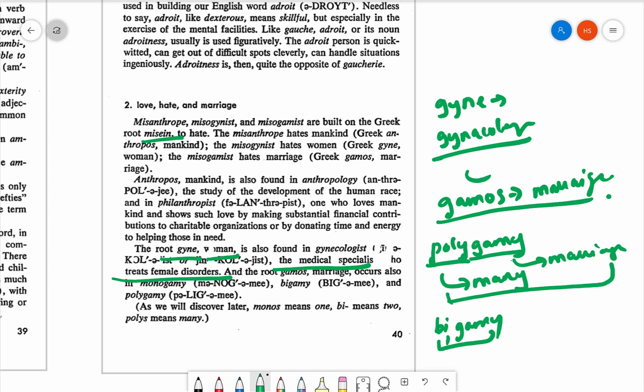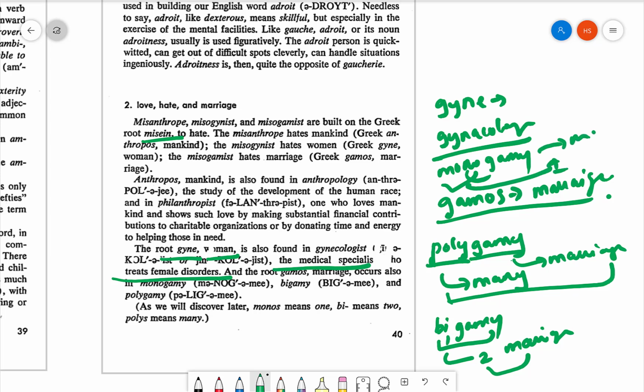Similarly, bigamy: bi means two, and gamy means marriage. Two marriages. A ritual wherein two marriages are allowed is called bigamy. And monogamy: mono means one, and gamy means marriage. A ritual in which a person marries only one woman, or a woman marries only one man, once. So it's called monogamy. I hope all of that is clear.